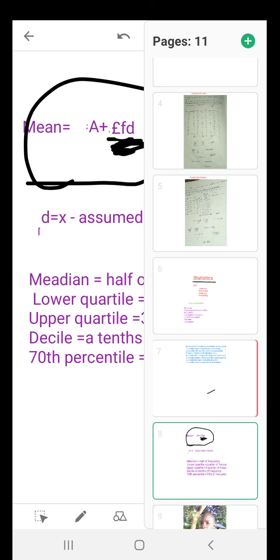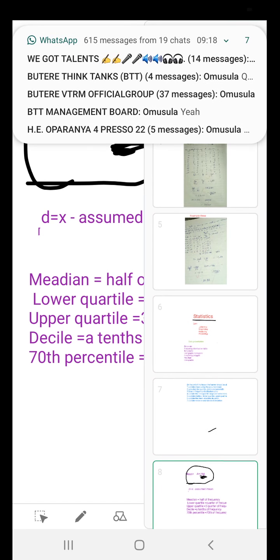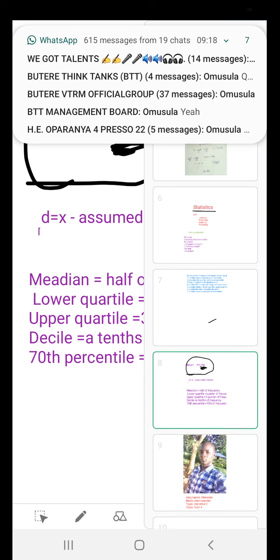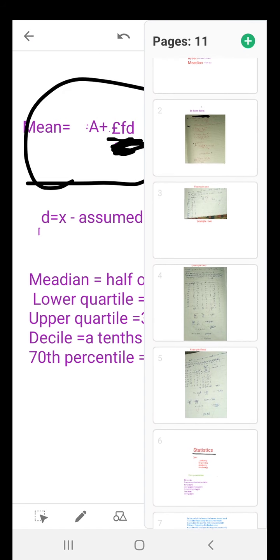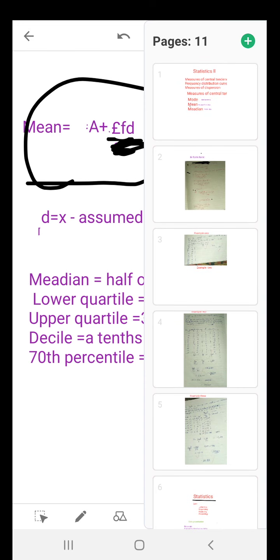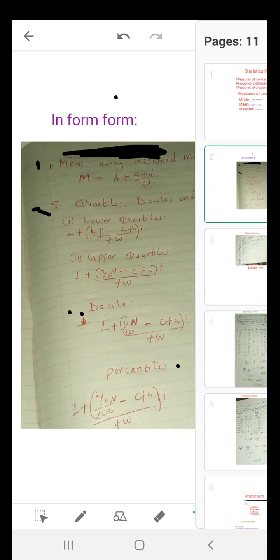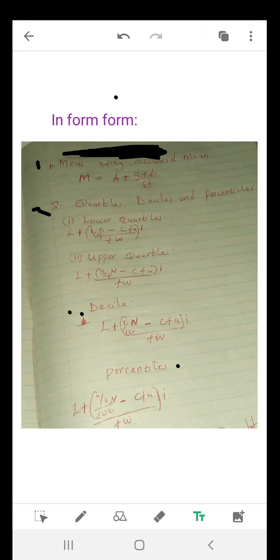This one, we are going to do it differently. We are going to use the assumed mean. So how can we use the assumed mean to get the mean of a certain value? Let's look at calculating the mean using the assumed mean. Use the formula: A, which stands for the assumed mean, plus summation of FD over summation of F.